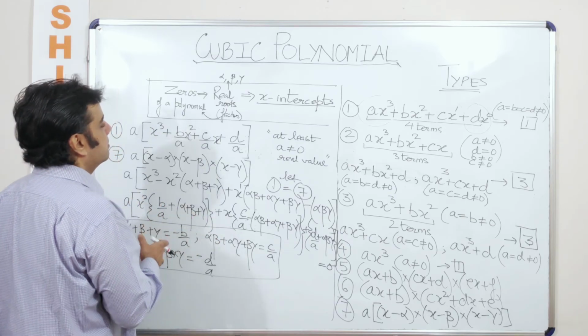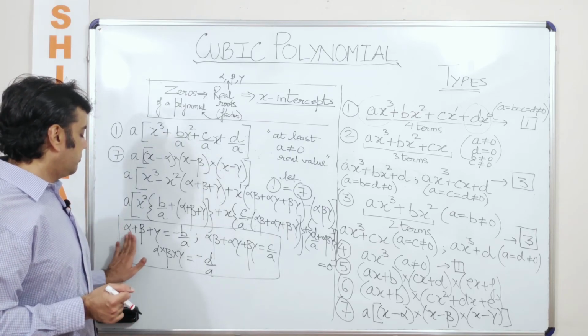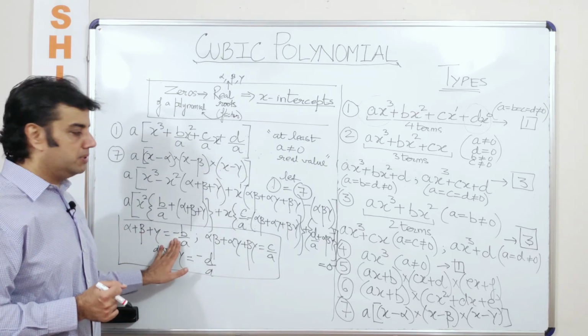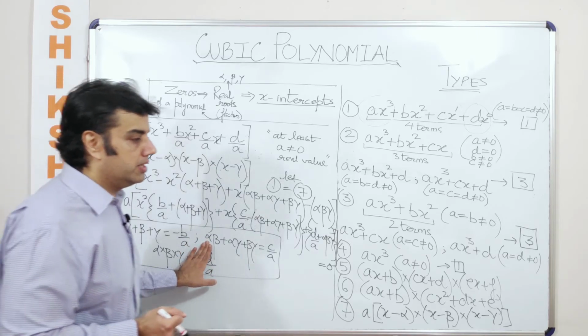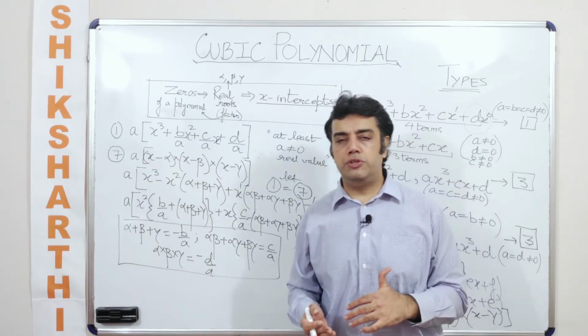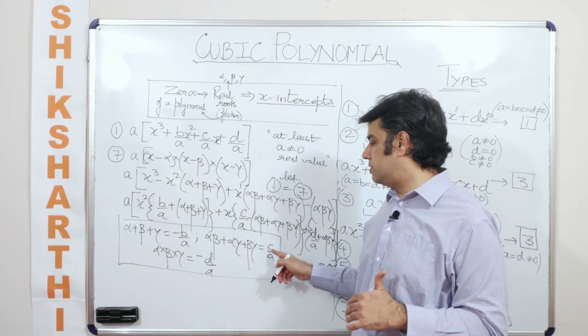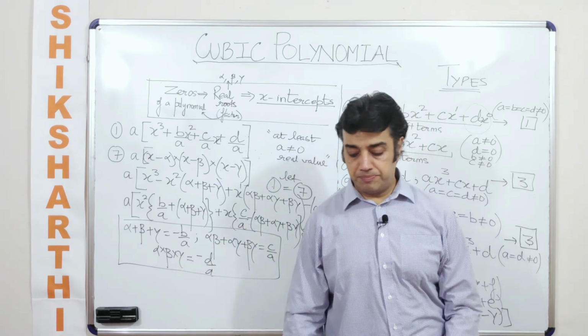So now since we are talking about real roots, the sum of the three real roots will be equal to minus b by a. The product of any two real roots of a cubic equation, taken and then added, gives you c by a, and the product of all the three roots gives you d by a.